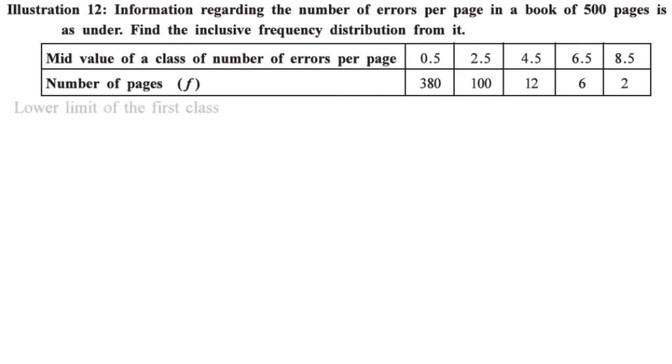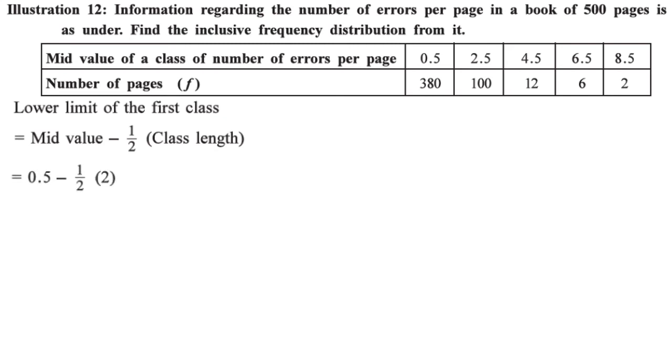Okay, first of all, we know that all mid values have a common difference of 2. As you can see here, the difference is 2 in all of these mid values. That means the class length of the classes which we will be creating is 2. Now you should remember that to find the lower limit of the first class, the formula is mid value of the first class minus half of the class length. Now the first mid value is 0.5. As I told you, the class length is 2 and half of it is 1, so 0.5 minus 1, and I will get the answer negative 0.5.